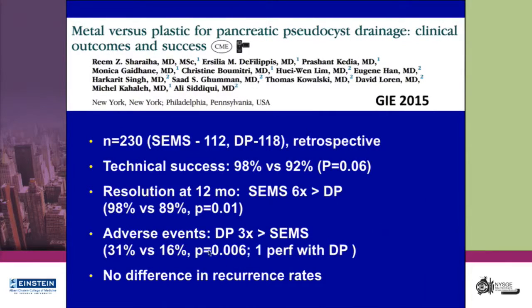The adverse events were 3-fold higher in patients who underwent plastic stent placement compared with SEMS placement, and there was one serious adverse event, a perforation in a patient who had plastic stent placement as they were trying to place that second plastic stent to drain the cyst. There was no difference in the recurrence rates.